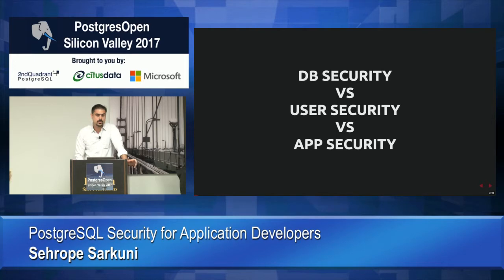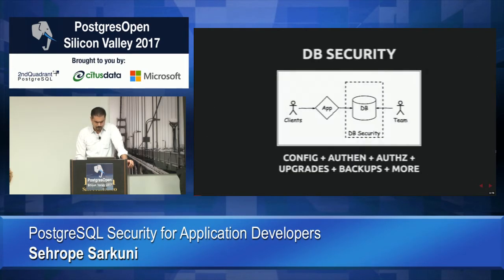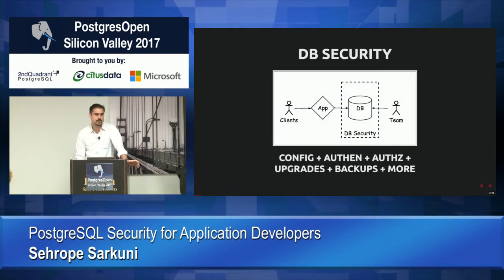To go into the distinction between these, DB security is about locking down your database. There was a great talk yesterday by Joe Conway about the things you can do specifically to lock down your database: pg_hba.conf, and configurations at the OS level. That's what I call DB security, because it's specifically locking down the environment around the database. Everything else touches on that, but it's a specific subset of security.